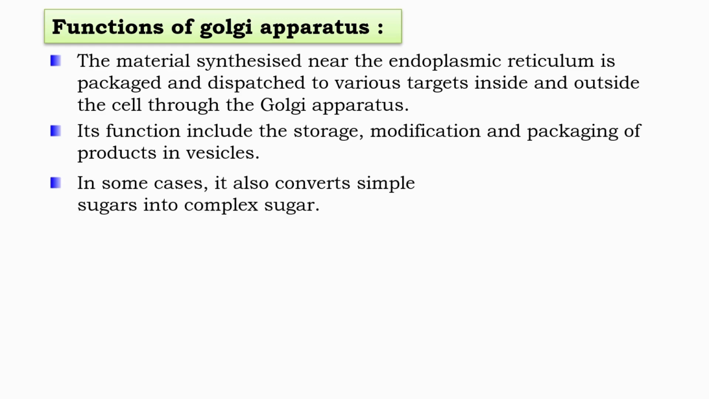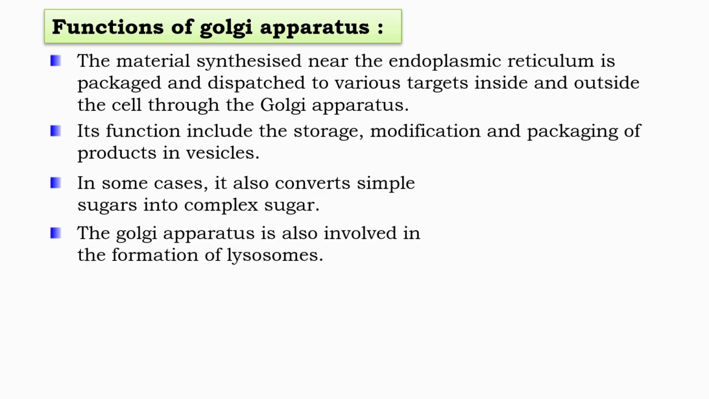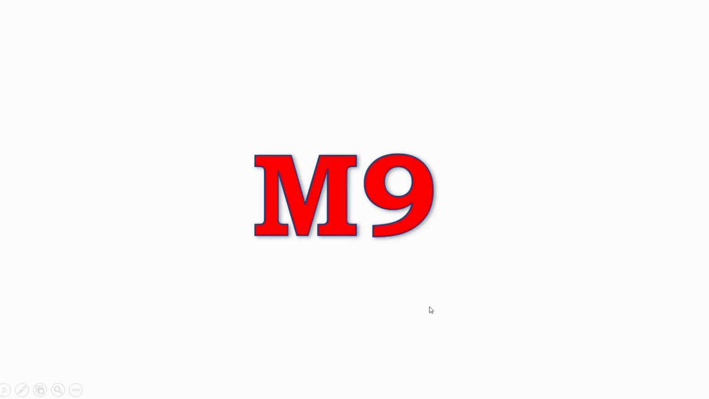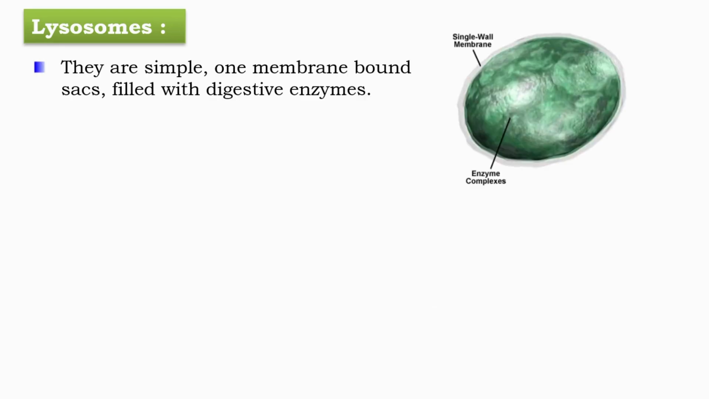In some cases, it also converts simple sugars into complex sugar. The Golgi apparatus is also involved in the formation of lysosomes. Module 9. Lysosomes. They are simple, one membrane bound sacs filled with digestive enzymes. These enzymes are made by RER, that is rough endoplasmic reticulum.